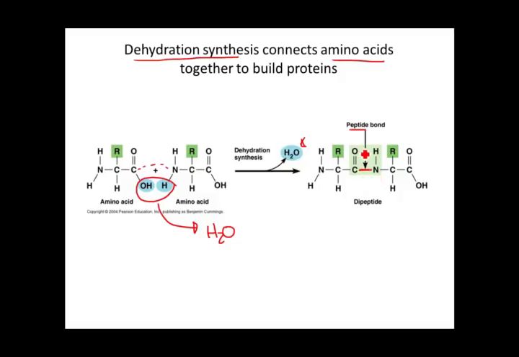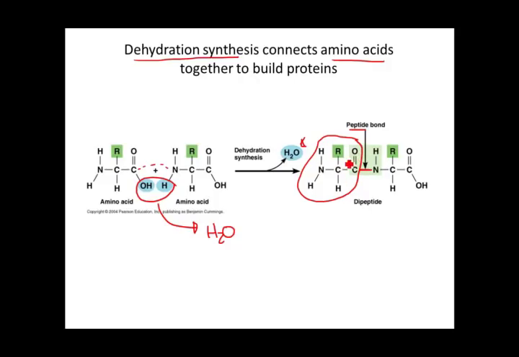It has its amino group, its central carbon, and its carboxyl group. Because it is part of a longer molecule, a dipeptide, it has lost its OH group. But this is still the carboxyl group right there. That's still the carboxyl group. And it has an R group.